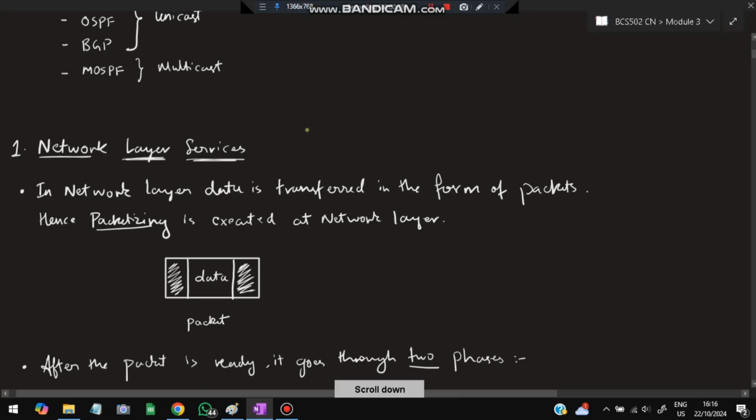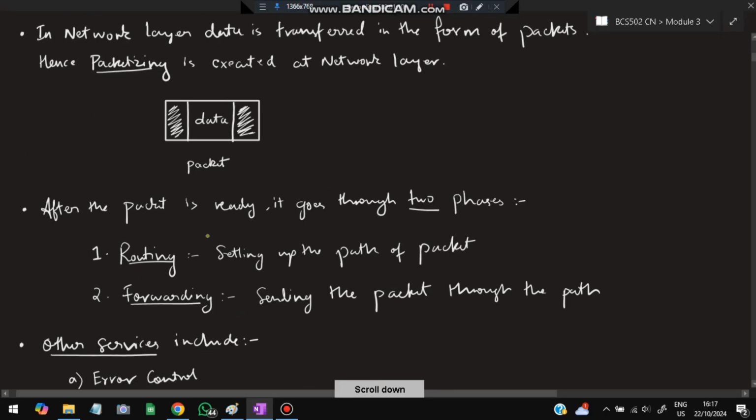You are aware of what the network layer is from modules 1 and 2. You will be transferring the data, and in the network layer, the data is transferred in the form of packets. So the data will be present here, and surrounding the data there will be some extra information called headers. We put in information related to what type of data it is. This whole thing is called a packet, and we transfer the data in the form of packets.